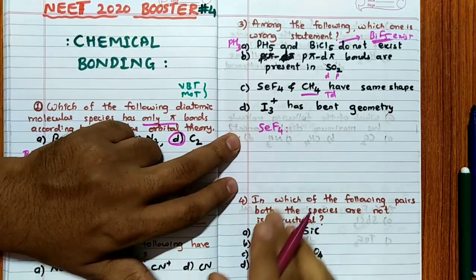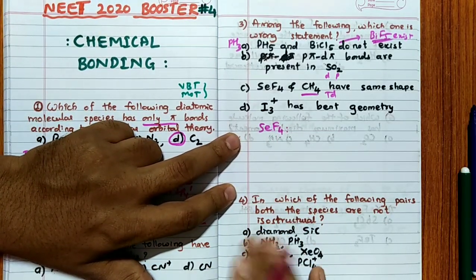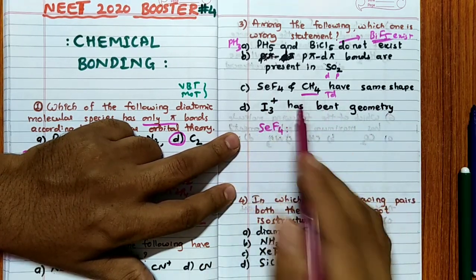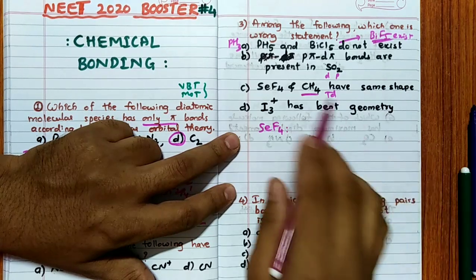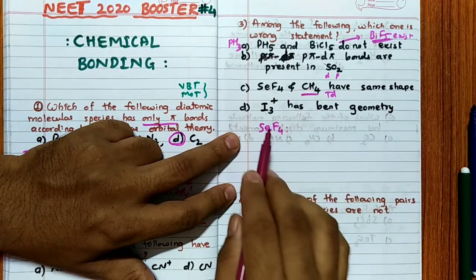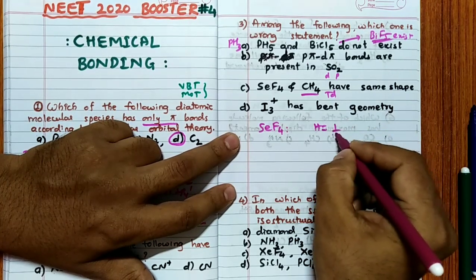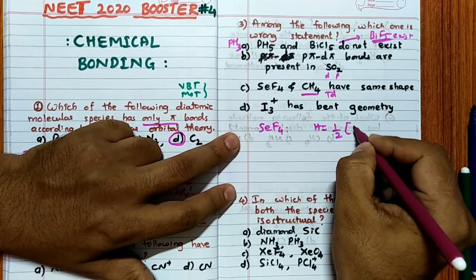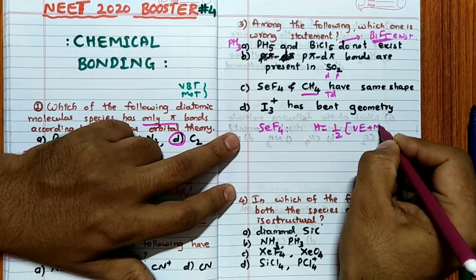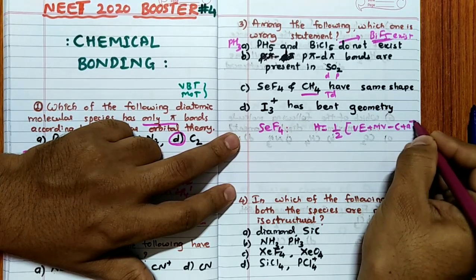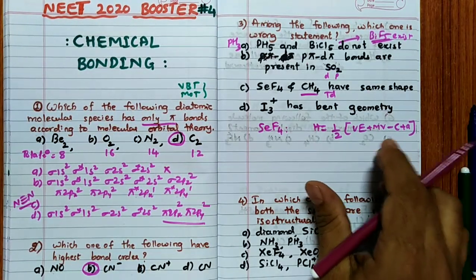SeF4: first we will see the hybridization. See one thing, if one center is surrounded by 4, it is not always tetrahedral. It depends on the hybridization. If it is sp3, we can say tetrahedral. Now the hybridization calculation, once again I will tell you the formula. H is equal to half into valence electrons plus monovalent atoms minus cationic charge plus anionic charge. This formula is very, very helpful.